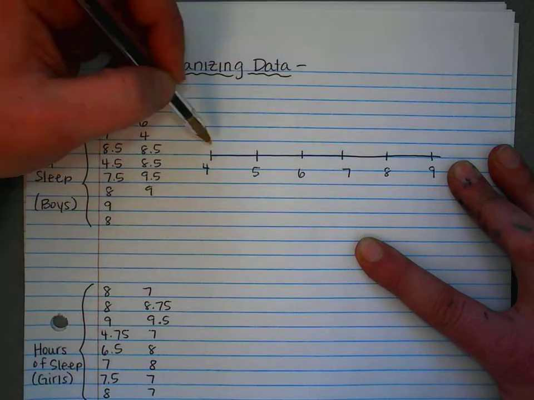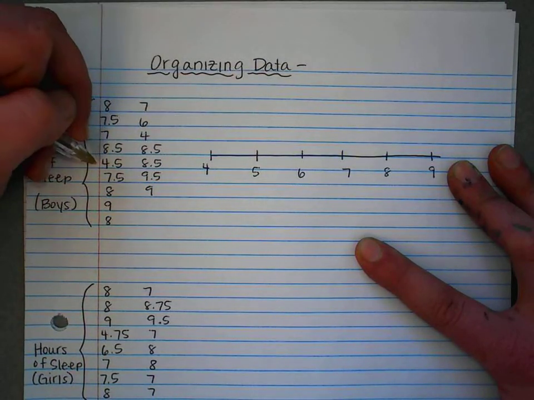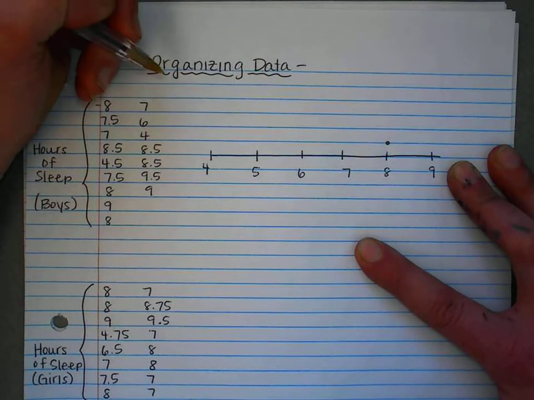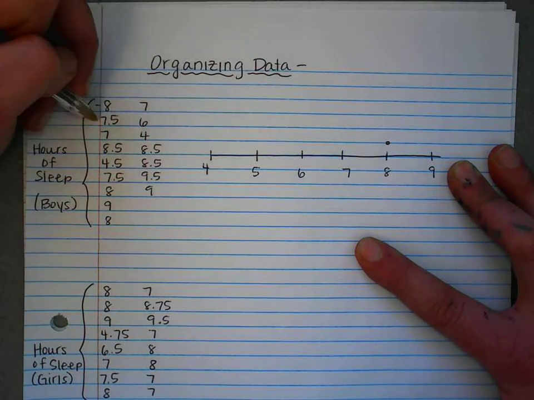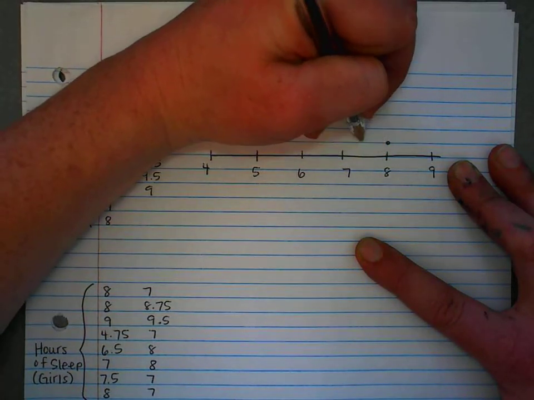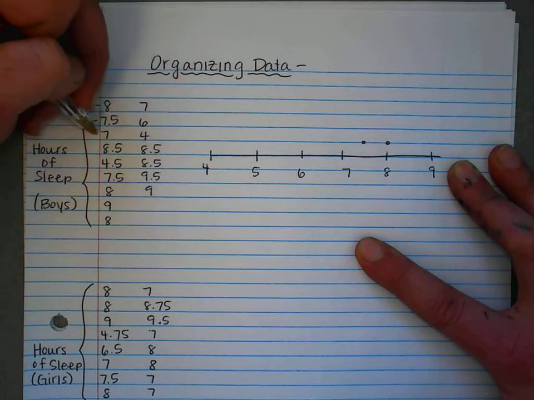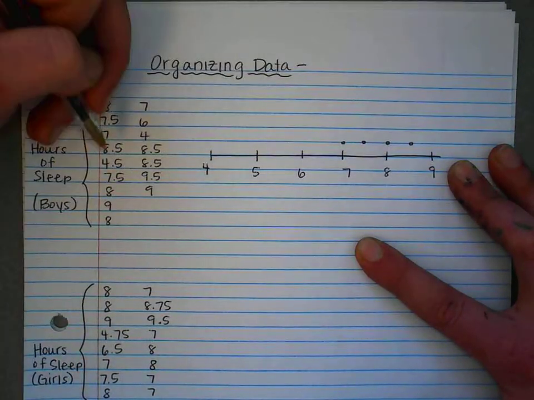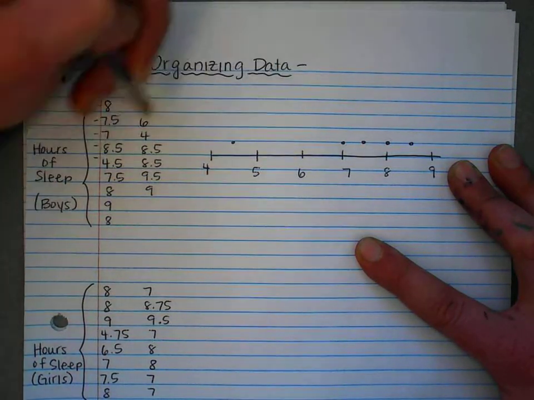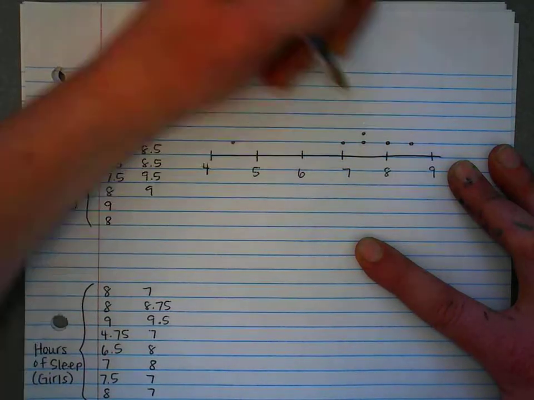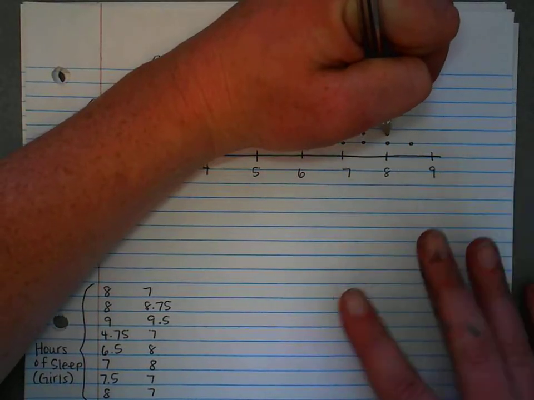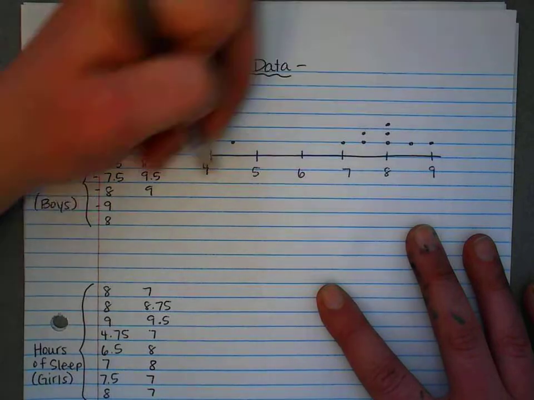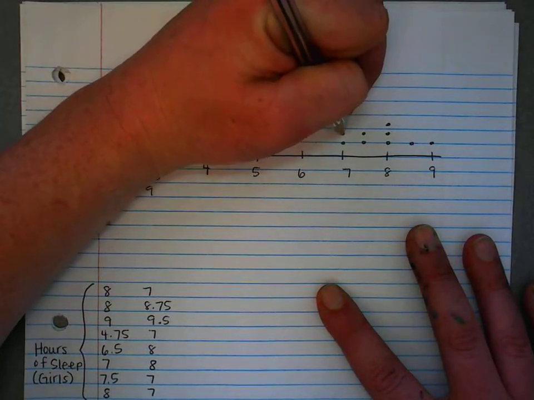And so what I'm going to do now is record everybody's hours of sleep on this chart. One person got 8 hours, so I'm going to put a little dot above the 8 to indicate that one person got 8 hours. 7.5, so we'll go in between 7 and 8. There's 7.5, 7, 8.5, 4.5, 7.5, another one, 8, 9, 8, 7, 6.